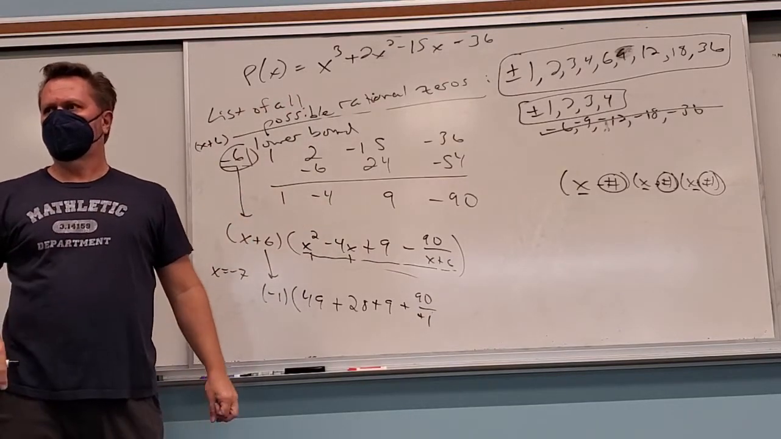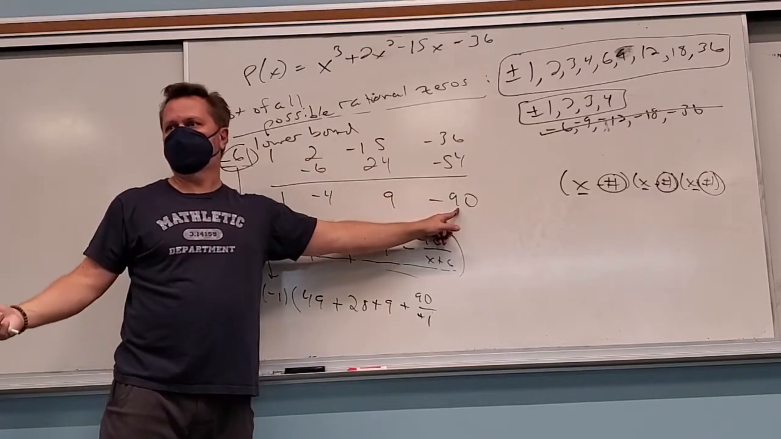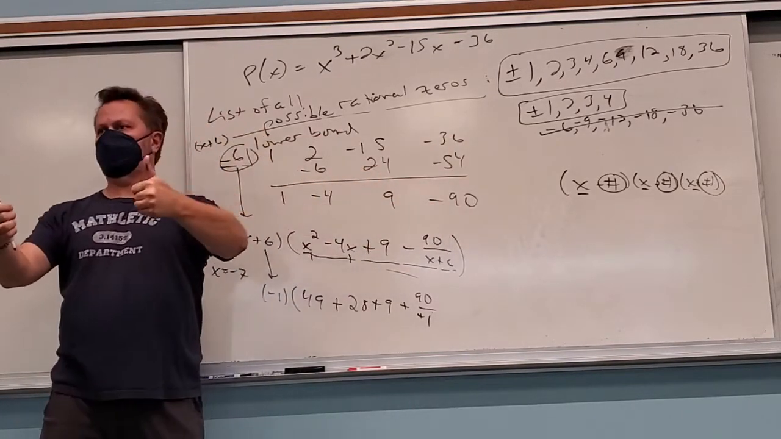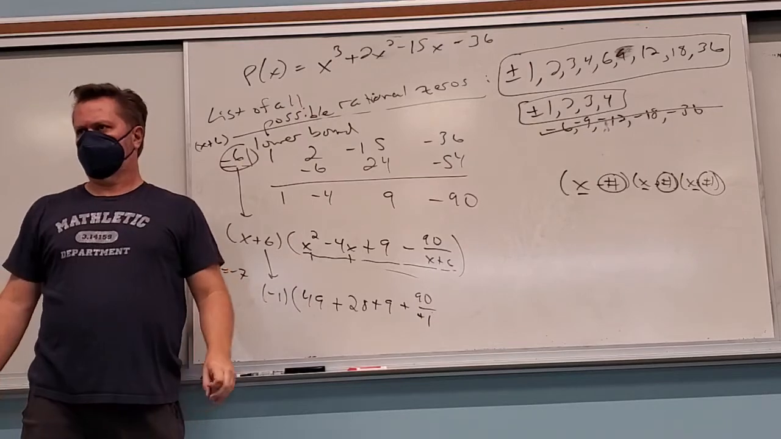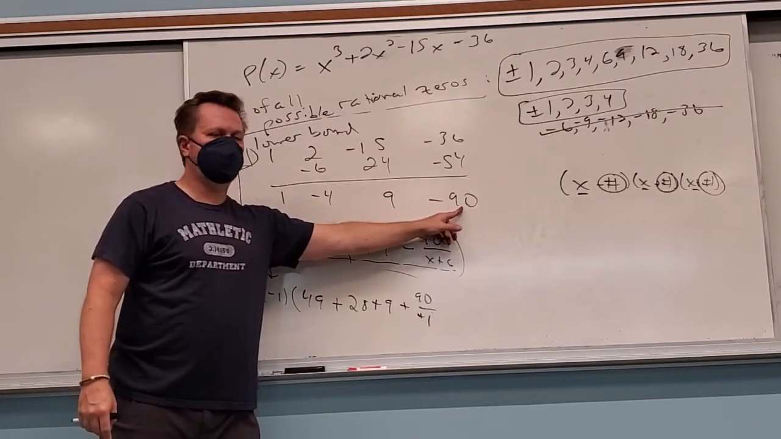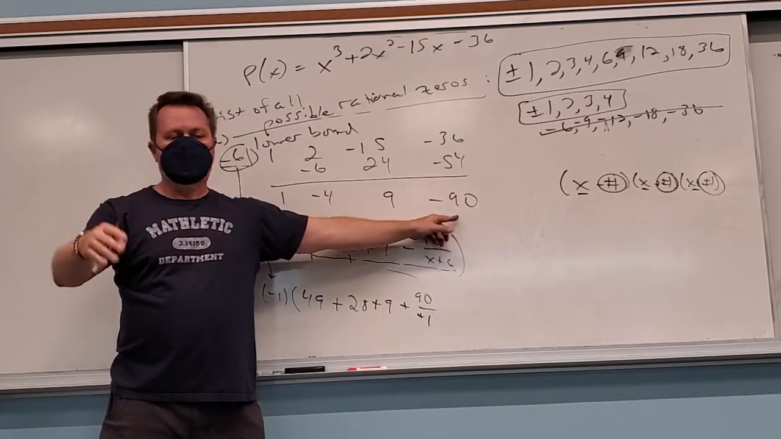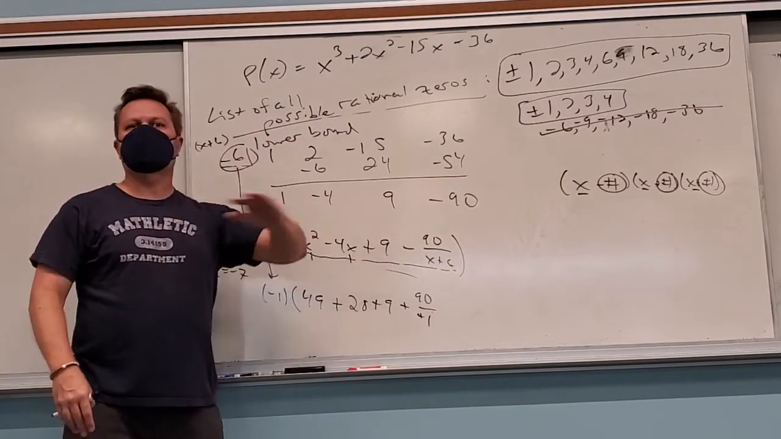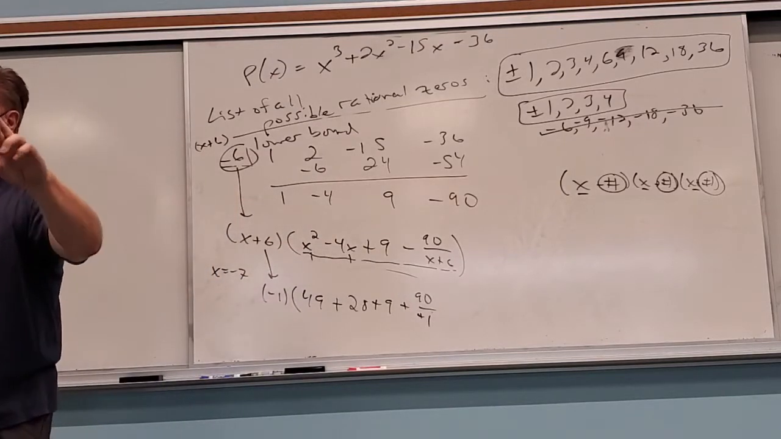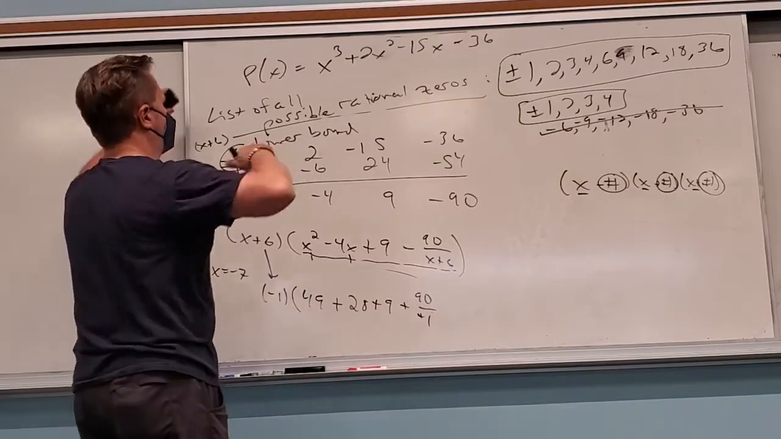Do you throw out the number itself? This number I throw out because it didn't work. So it's the number and then everything above it. Now, if this would have had a 0 here, then x plus 6 would have been an answer. But since these alternate signs, I could have thrown out everything below -6.